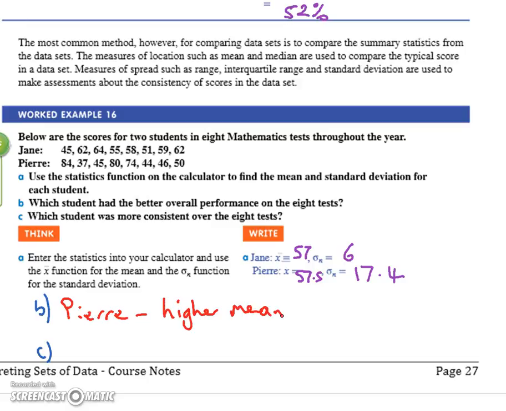Question C says, which student was more consistent over the 8 tests? Jane. And what statistic shows us that? She's got a lower standard deviation. That's how we know she's more consistent. We look at the numbers and we go, yeah, they're all around the same, and that's absolutely correct.